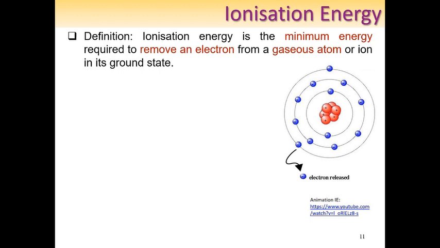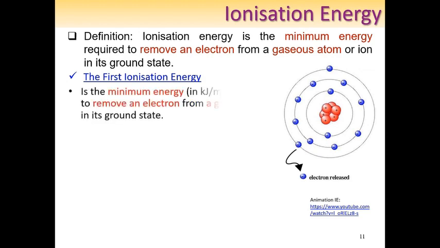There are two specific definitions that you are going to learn. The first one is first ionization energy. First IE means the energy required to remove the first electron from the atom. This is the definition: it is the minimum energy required to remove an electron from a gaseous atom in its ground state.